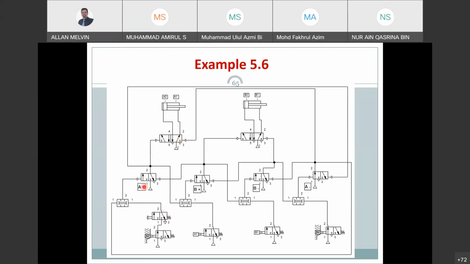So what will actually happen? Here your sequence still starts at A plus, but A plus is directly connected to the roller, so there is no push button. So your cylinder A will extend, then it will activate this, A1. So cylinder B will wait for your push button. If the push button is here, it will wait for your input to press, and only then will cylinder B move. Right?